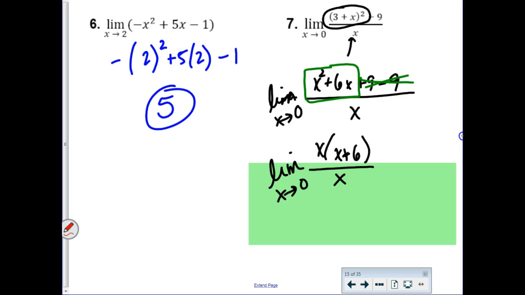I know. All right, so the x's are gone. You just removed the discontinuity for me. Thank you. So now with the remaining polynomial, which is x plus 6, plug in a 0 for me, and y'all get 6. Very good.